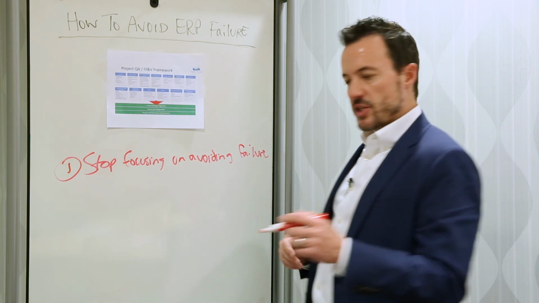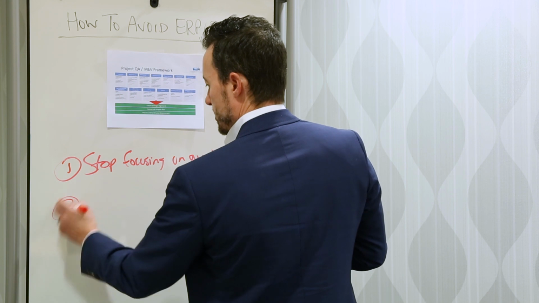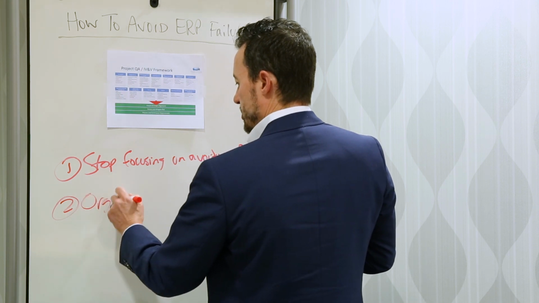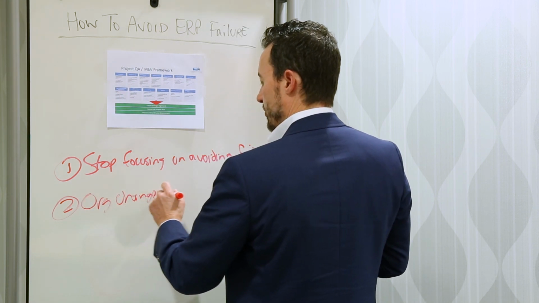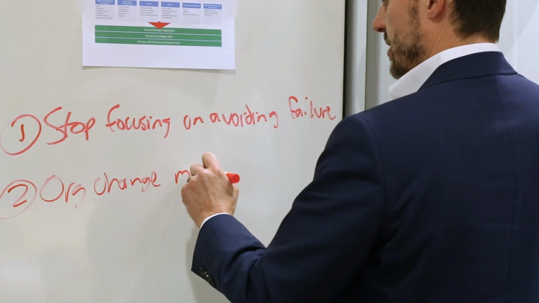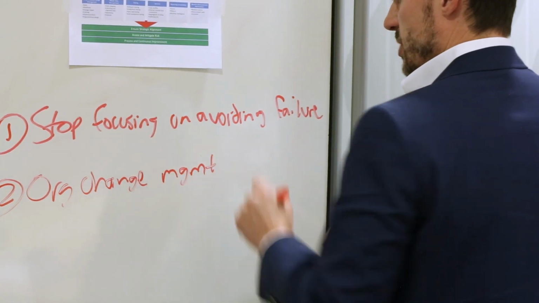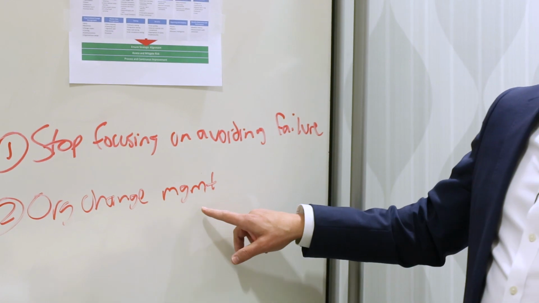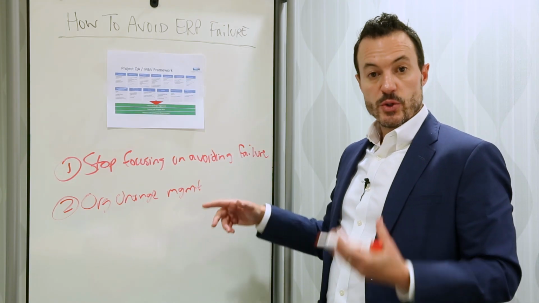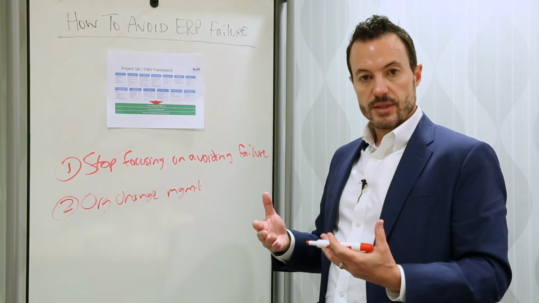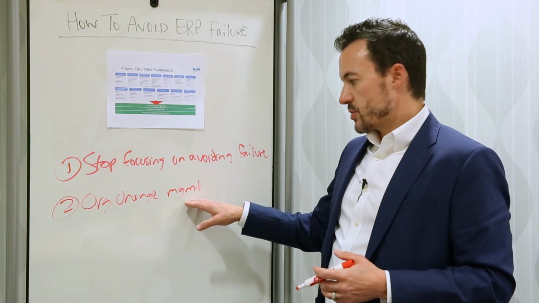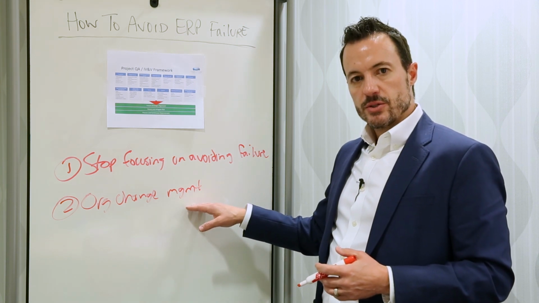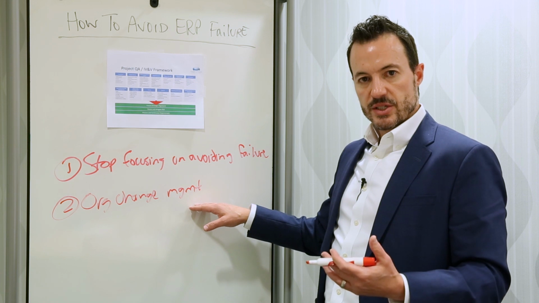The second thing is organizational change management. That is the number one thing that we see in ERP failures. If I had to pick one thing that I see the most commonly, it's that organizational change management has not been focused on. It's something that the organization didn't understand or fell well short on executing. So organizational change management is the number one thing you can do to ensure that your project is successful.